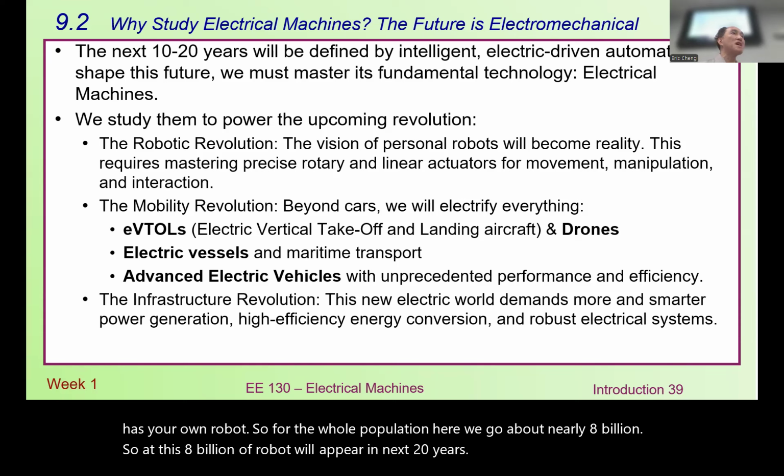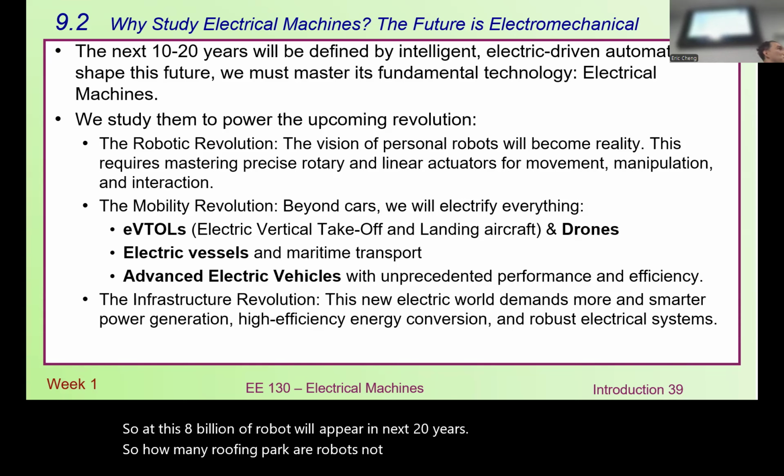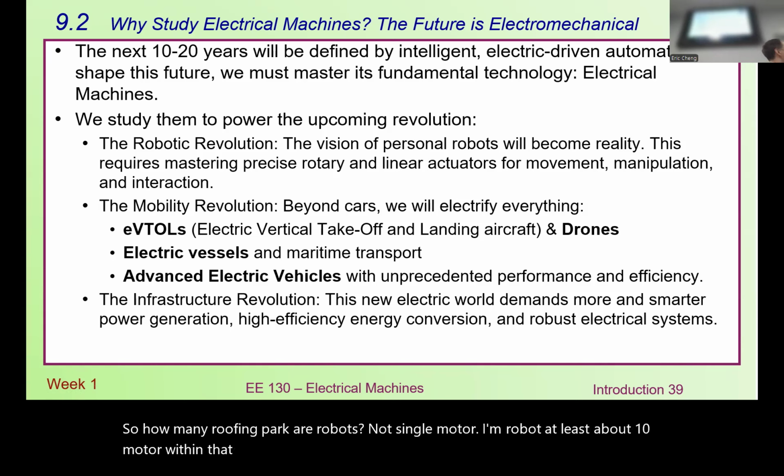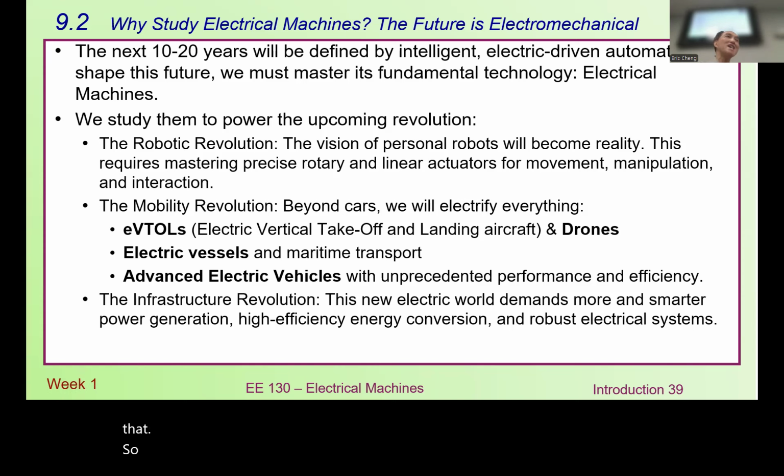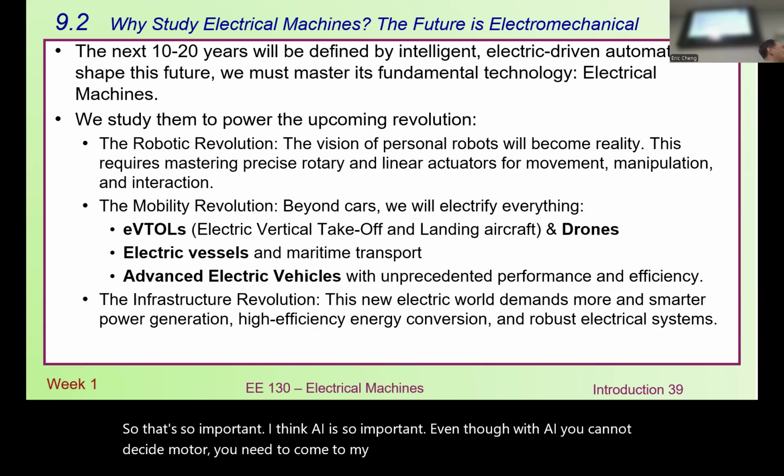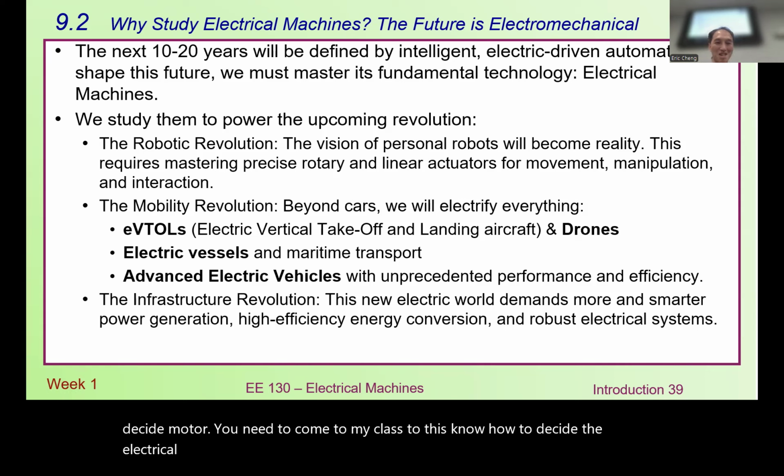So how many moving parts? A robot is not a single motor. A robot has at least about 10 motors within it. So we need to understand how to design a robot, how to control that. So that's so important. I think AI is so important. Even with AI, you cannot design a motor. You need to come to my class to know how to design the electrical machine. So that's why it's getting important.